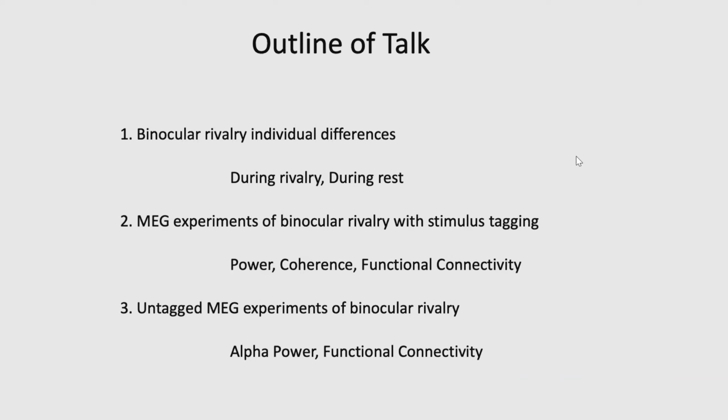So I'm going to talk first about studies in which we tag the visual images, and I'll explain what I mean by that. And then talk about some untagged experiments where we allow rivalry to be occurring more naturally. So I'll be talking about MEG measures of power, coherence, functional connectivity.